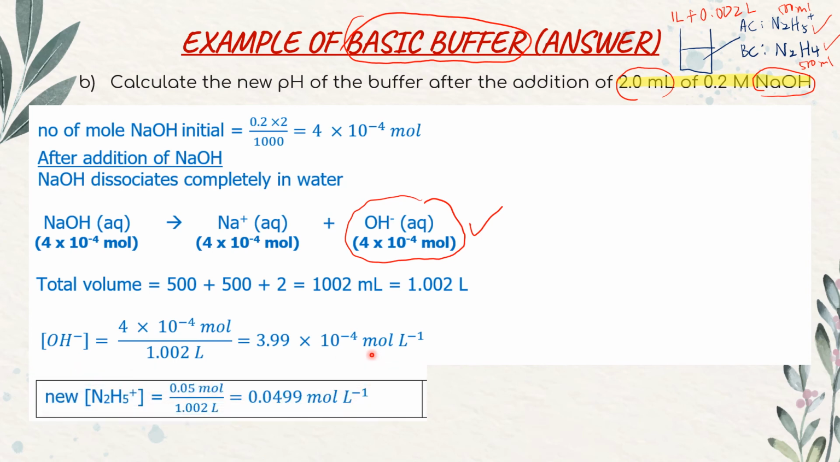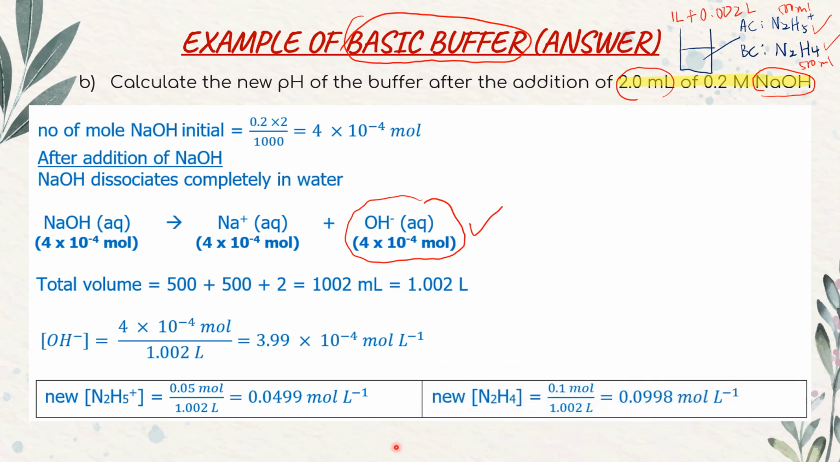Okay, dan kemudian the concentration of the two buffer species kat sini. So 0.05 divide by 1.002, so dapat 0.0499. So ingat, mesti ambil 4 decimal places. Okay, 4 or more, mesti ambil 4. Okay, sebab kalau kurang daripada 4 nanti dia jadi tak accurate. Okay, kemudian N2H4 0.1 over 1.002 equals to 0.0998 mole per liter. Okay, sampai sini kita dah kira kita punya concentration. Now, let's proceed to the next step.